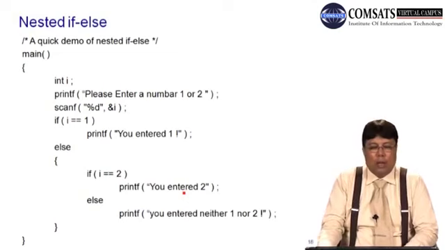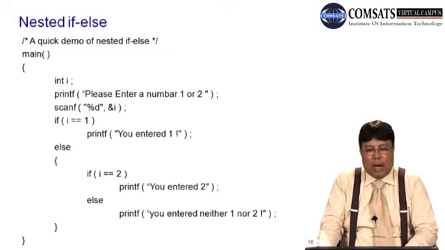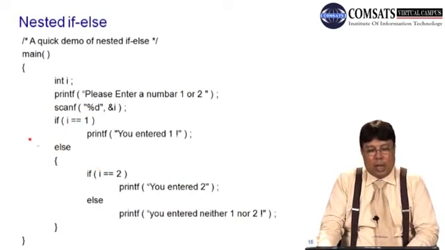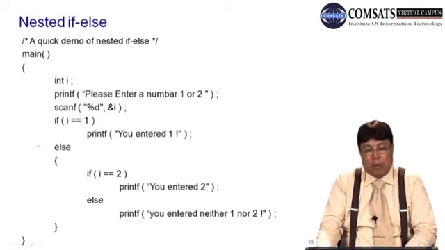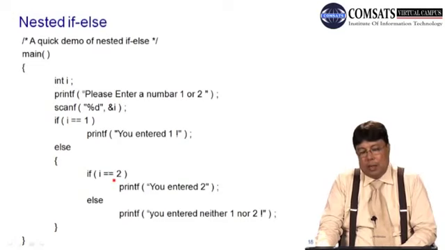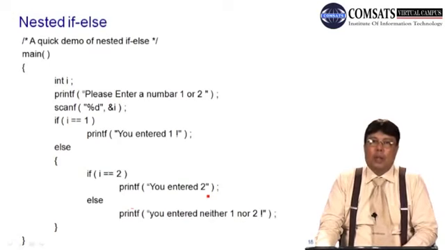Now see, if this is true, only this if part will be executed, and control will not come to the else part at all, and from here control will come straight out of the if construct. This is very important. Similarly, if this is false, then it will go to the else part and execute whatever is written in the else part. Suppose i is not equal to 1, then it will go to the else part. Here you will check if i is equal to 2. If yes, it will print you have entered 2.